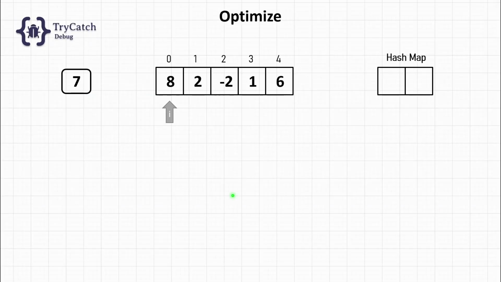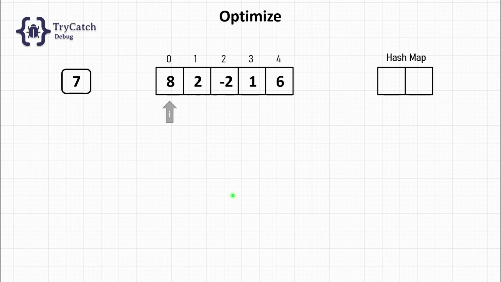Let's optimize the solution. We will take the same nums array and the same target 7. We will have one hash map. Searching any element in a hash map is O(1). We will take one index i and we will start from index 0 and go until index 4. We will start from index i equals 0.